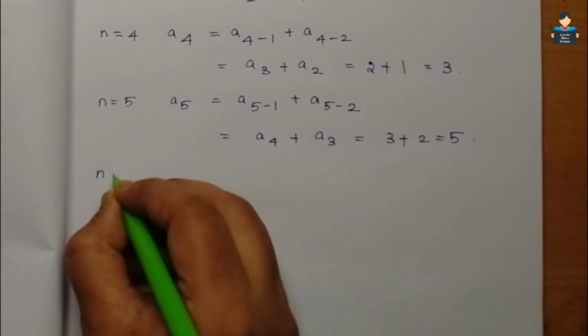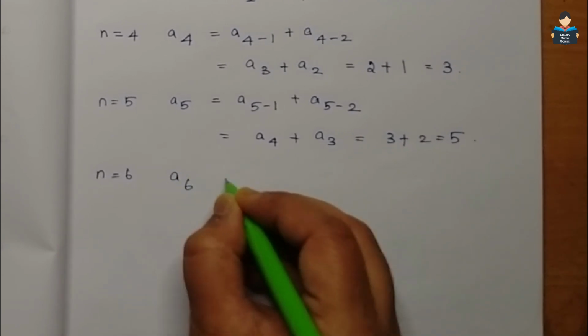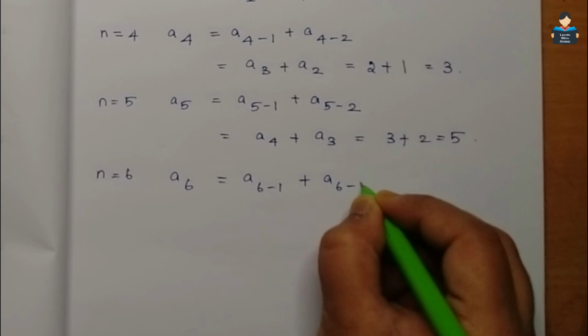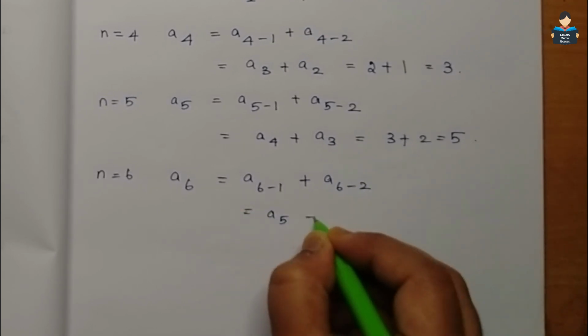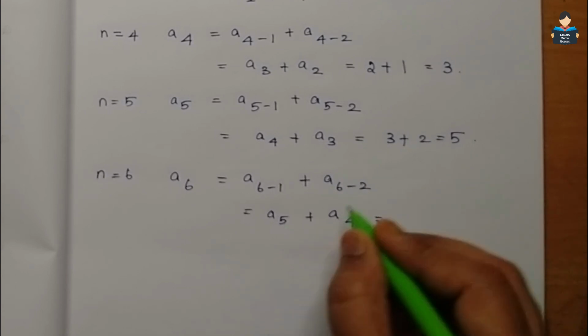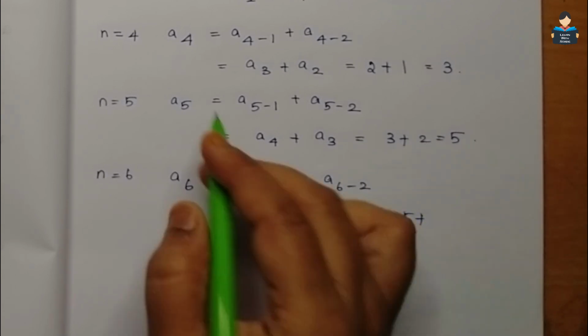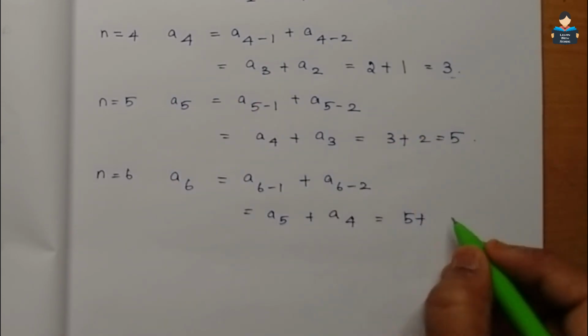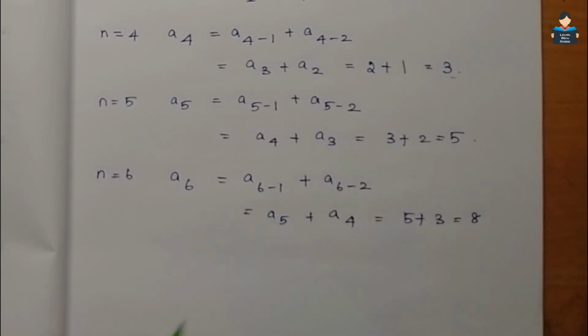And next, n equal to 6: a6 is equal to a6-1 plus a6-2. So that is a5 plus a4. This is a5 value 5 plus a4 value 3. So plus 3, that is 8.